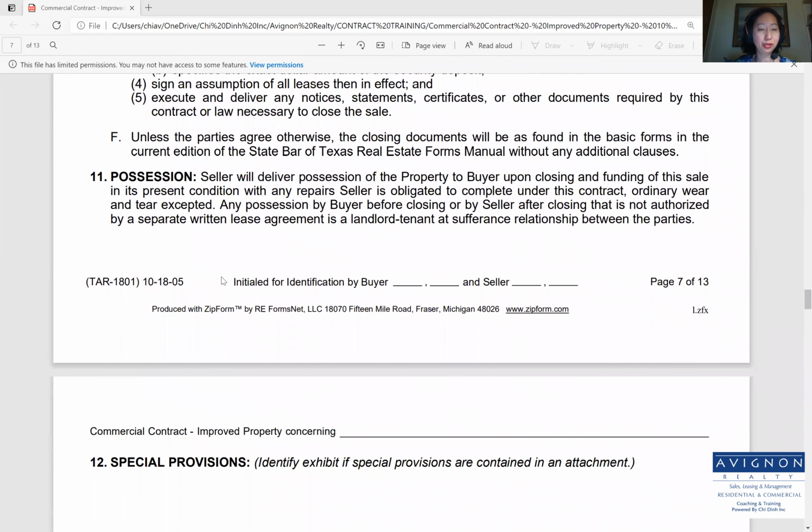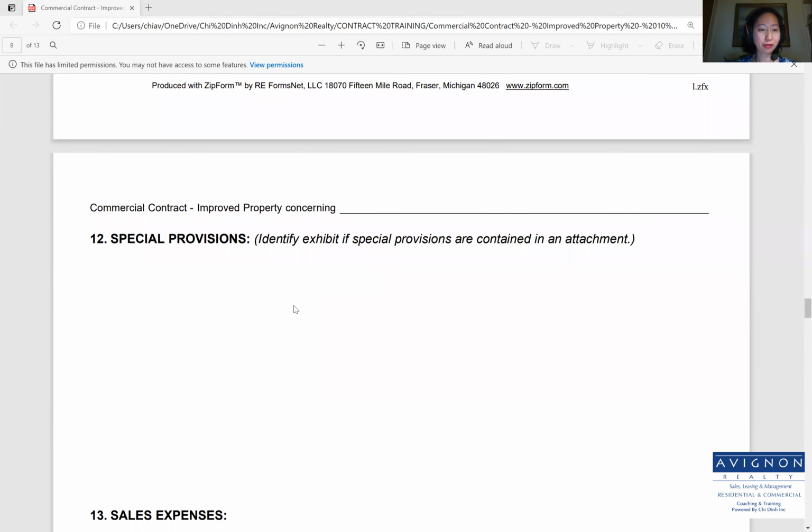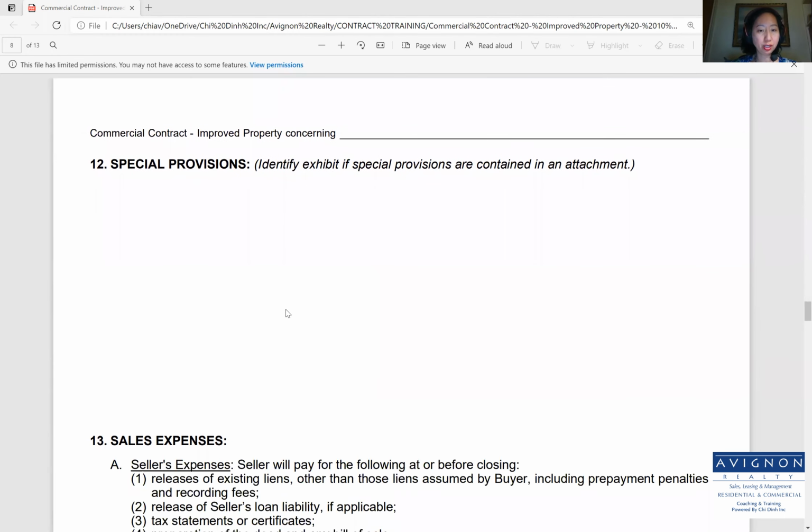Paragraph 11, possession. Seller will deliver possession of the property to buyer upon closing and funding of the sale in its present condition, with any repairs seller is obligated to complete under this contract, and ordinary wear and tear excepted. Paragraph 12, special provisions, which is to identify the exhibit if special provisions are contained in an attachment.